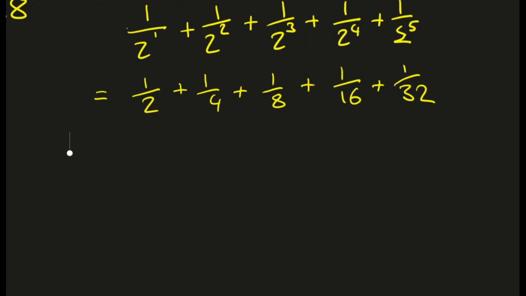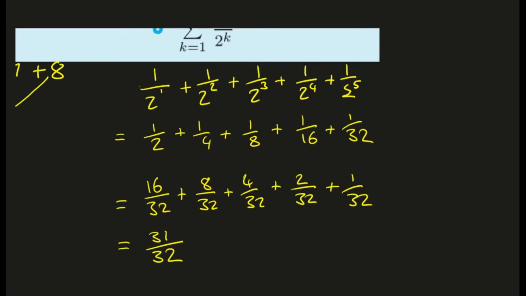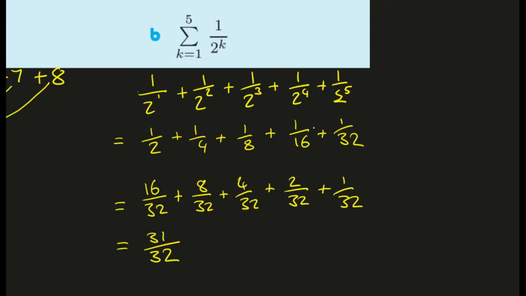Let's write this all with a denominator of 32. This is going to be 16 over 32 plus 8 over 32, 4 over 32, 2 over 32, and then 1 over 32. And if we add up 16 and 8, 4, 2, and 1, we're going to get 31. So we have got a sum that is 31 over 32.